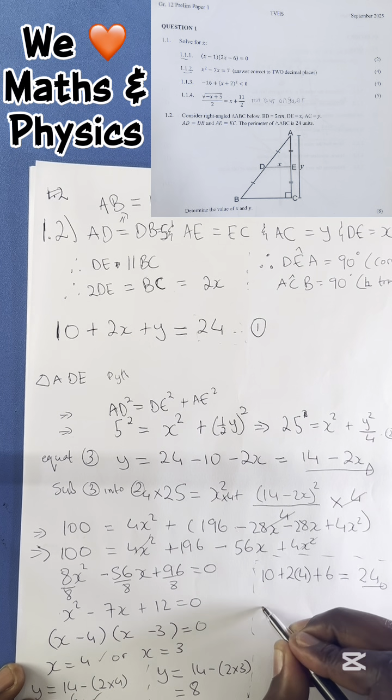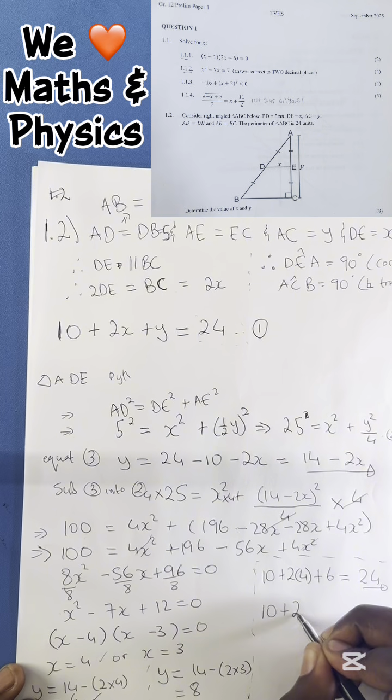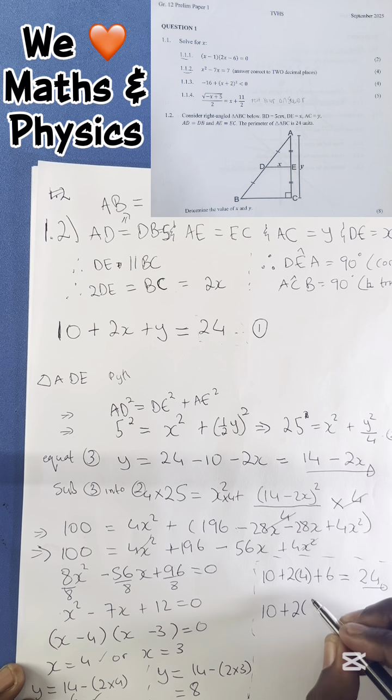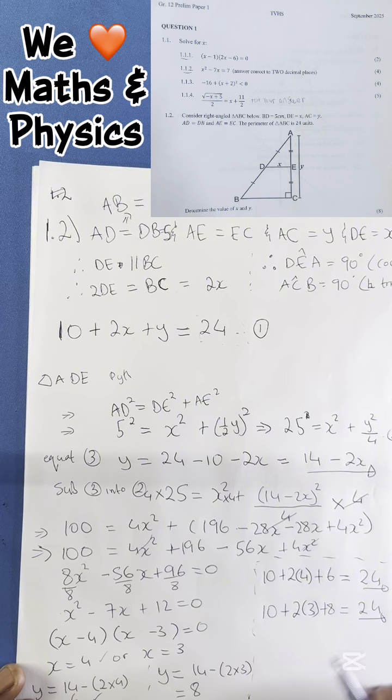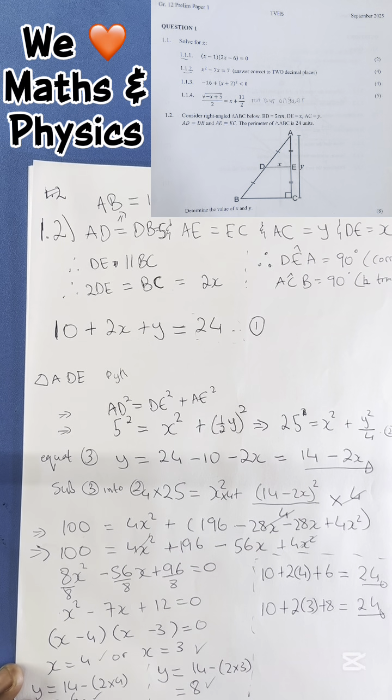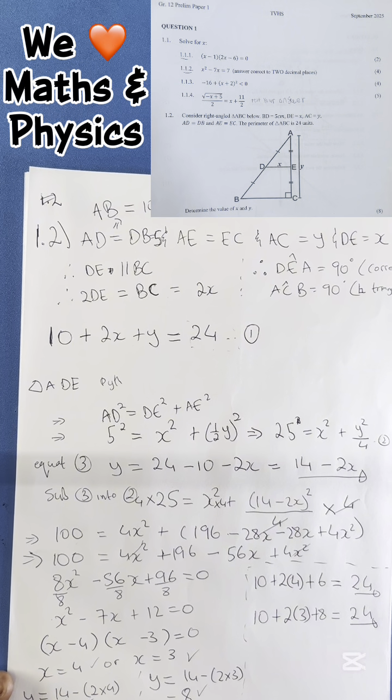And then we do the second check. 10 plus 2 times, when x is equal to 3 and y is equal to 8. That gives us 10 plus 6, 16. 16 plus 8, 24. That means both of these check, and this is how you would have needed to approach this question.